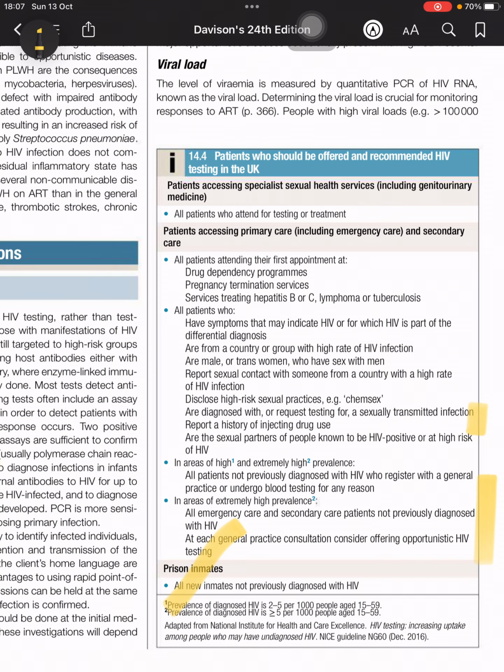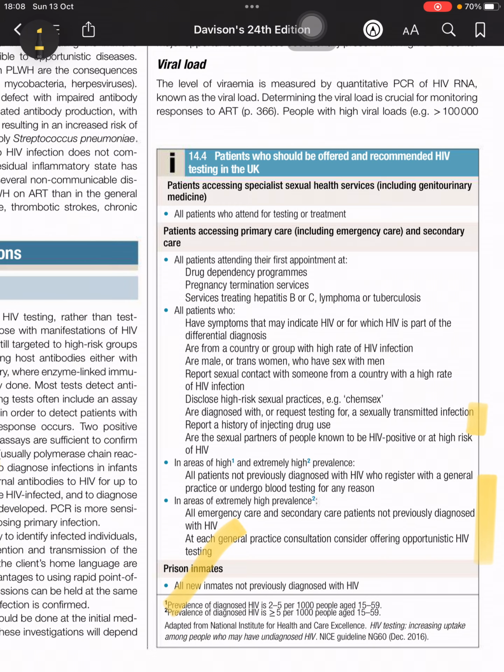Also those from a country or group with high rates of HIV infection, male or trans women who have sex with men, those who report sexual contact with someone from a country with a high rate of HIV infection, disclose a high-risk sexual partner or high-risk sexual practices, are diagnosed with or request testing for a sexually transmitted infection, report a history of injecting drug use, or sexual partners of people known to be HIV positive or at high risk of HIV.